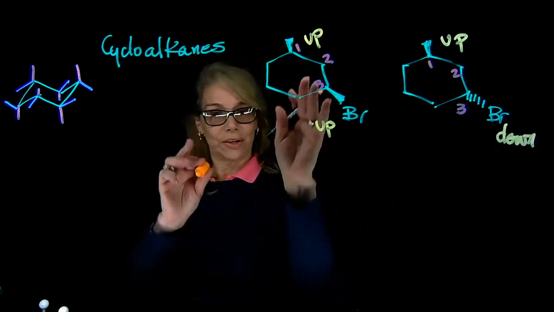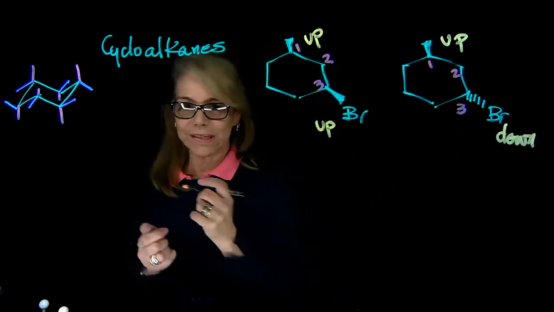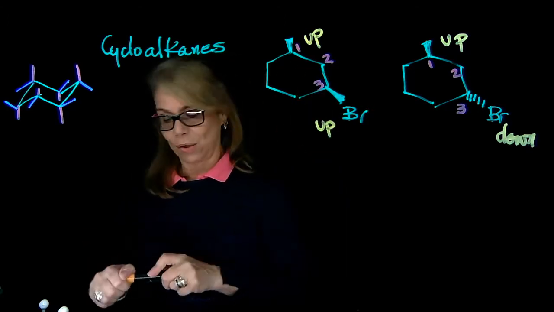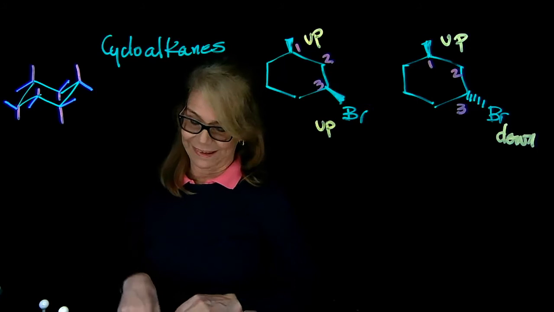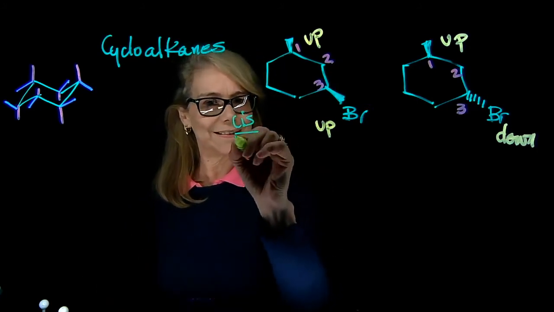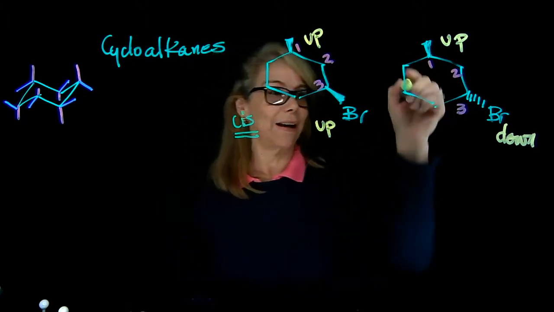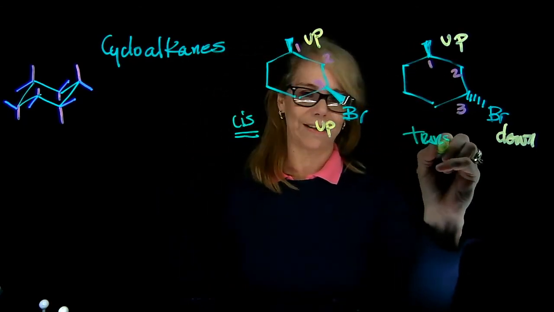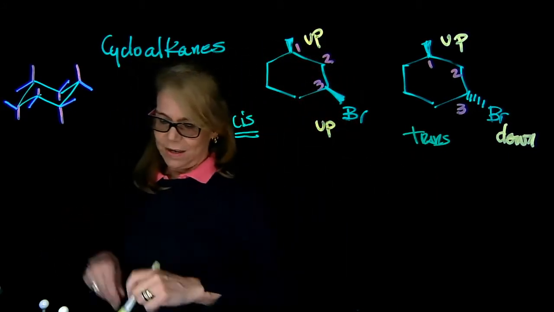Now let's draw the chairs. I'm going to draw the first one here. Remember that when we say this up, this also has a name. This is a cis disubstituted compound because they're pointing to the same side. This is opposite sides, so that is the trans. That's the nomenclature. Now let's draw the chairs.